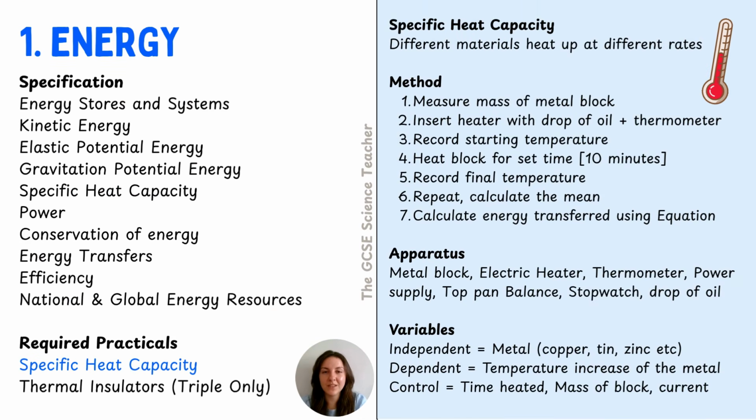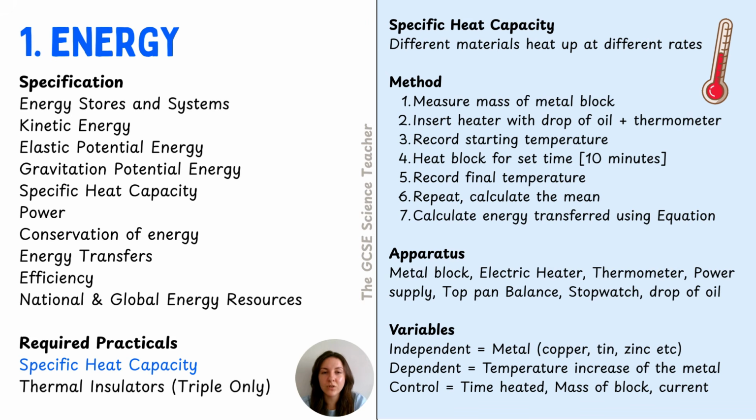The specific heat capacity required practical investigates how different materials heat up at different rates. First, measure the mass of the metal block. Second, insert a heater with a drop of oil and a thermometer. Third, record the starting temperature. Fourth, heat the block for a set time, such as 10 minutes. Fifth, record the final temperature. Sixth, repeat and calculate the mean.